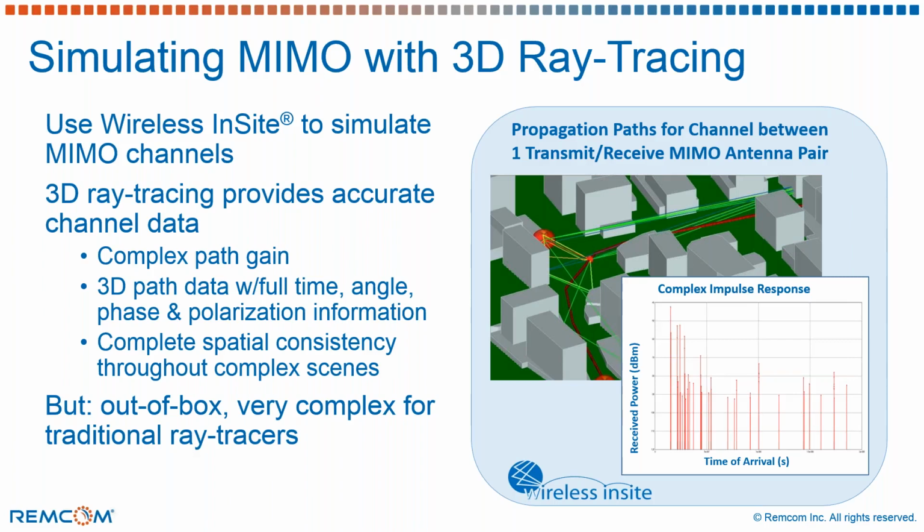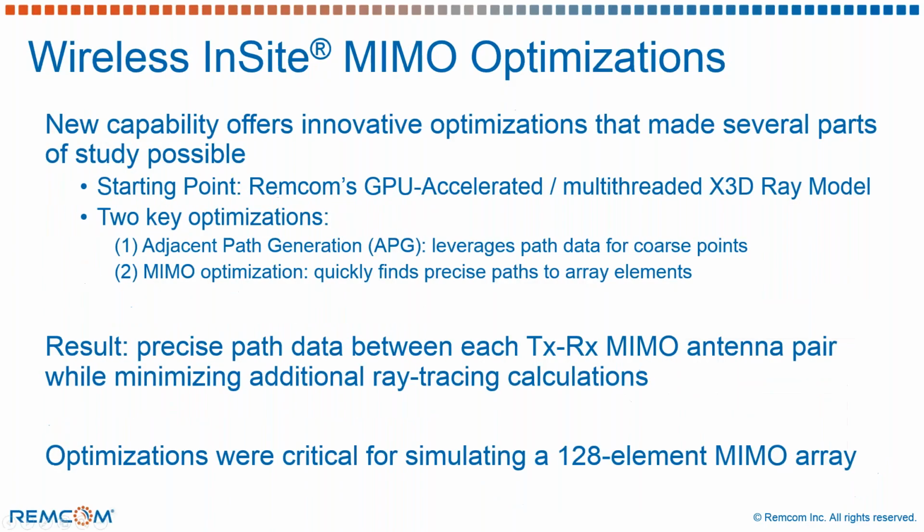As an example, a massive MIMO antenna with 128 antenna elements would require 128 simulations. So one of the things that the Wireless InSite MIMO capability has been developed to handle is this potential for a large increase in simulations. We've included a number of optimizations that help to overcome this.